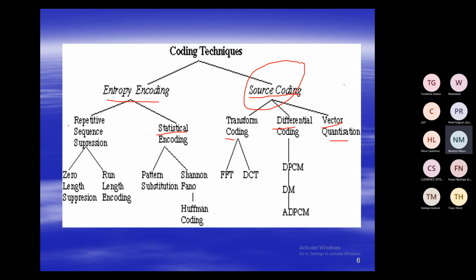Here, we don't do any statistics. We are simply eliminating repetition. To say if A has been repeated 10 times, we simply say A times 10 rather than write A ten times. We simply say A times 10.